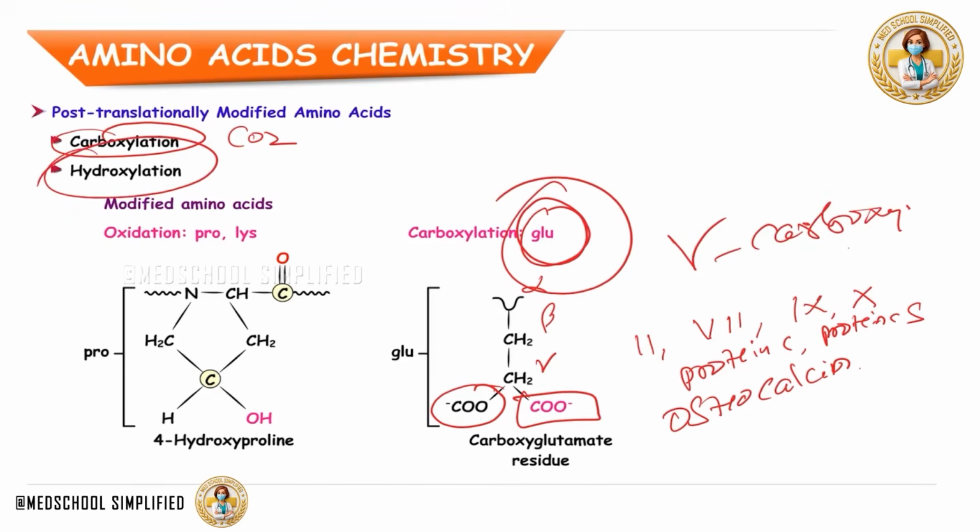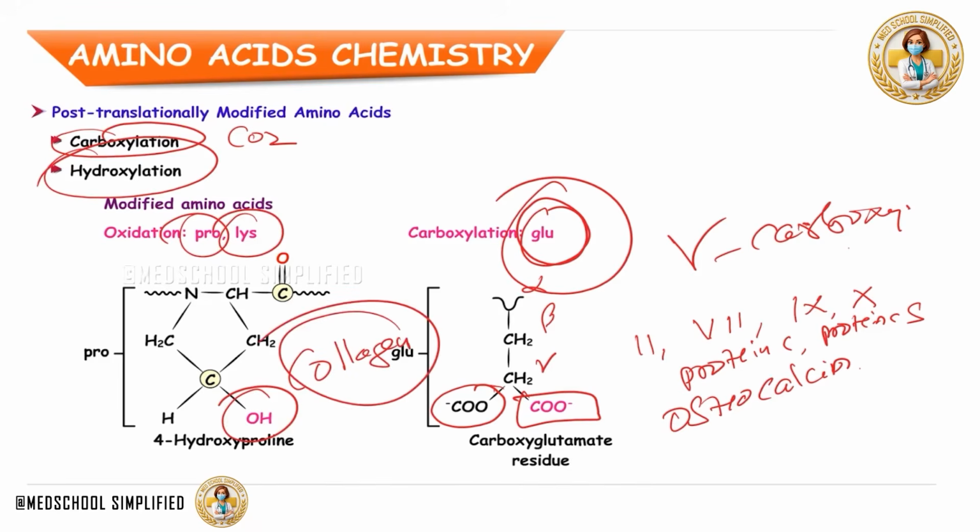And then hydroxylation. The amino acids proline and lysine can be attached with a hydroxyl group. Usually this happens during collagen biosynthesis. You are going to study that in collagen biosynthesis. Proline and lysine are converted into hydroxyproline and hydroxylysine by the enzymes prolyl hydroxylase and lysyl hydroxylase. Okay, that's the post-translational modification of proline and lysine.